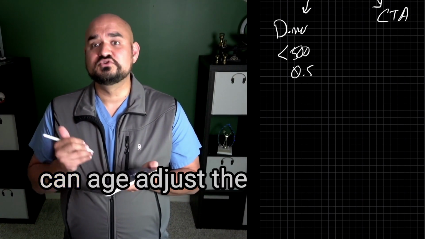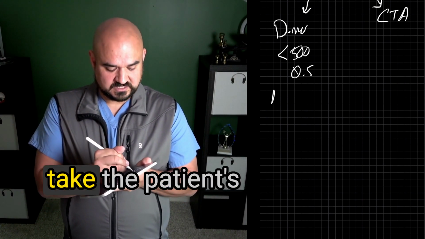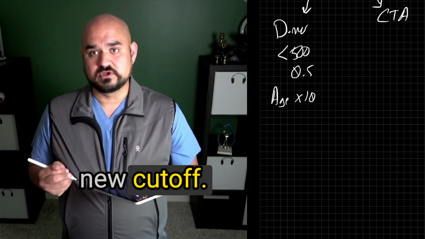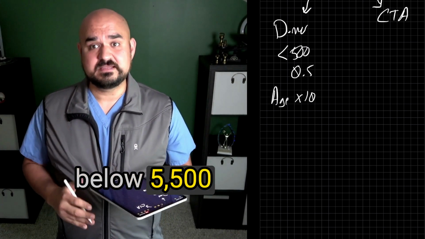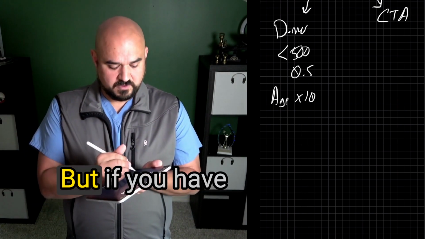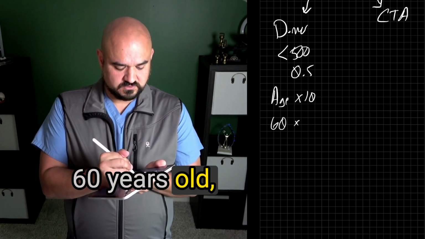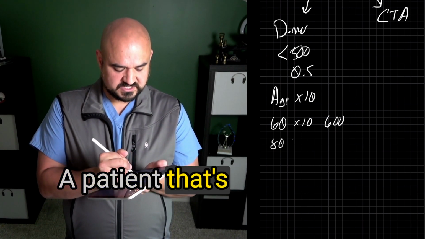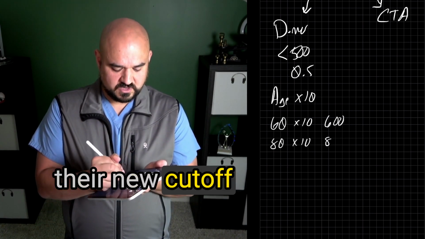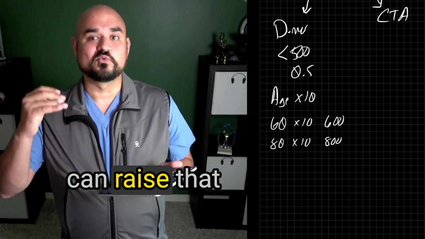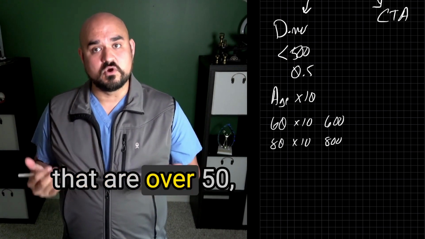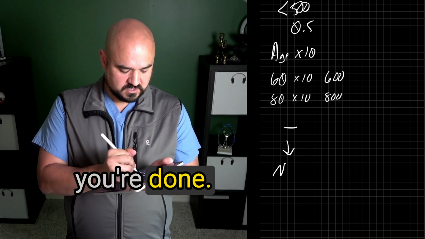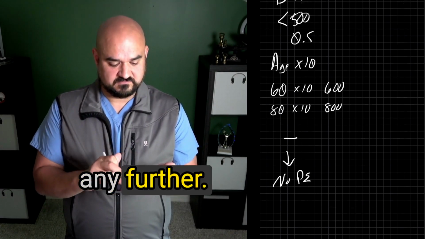The other thing you can do is age adjust the D-dimer. So you can take the patient's age times 10, and that's their new cutoff. So anybody below 50, 500 is their cutoff. But if you have a patient that's 60 years old, we multiply that by 10, their new cutoff is 600. A patient that's 80 years old, their new cutoff is 800. So you can raise that cutoff in patients that are over 50. And again, if the D-dimer is negative, you're done. You don't need to work up PE any further.